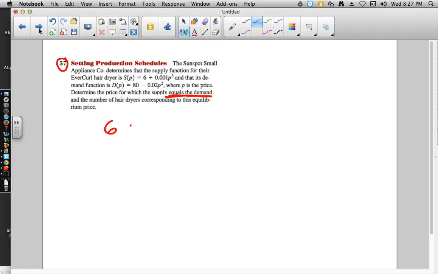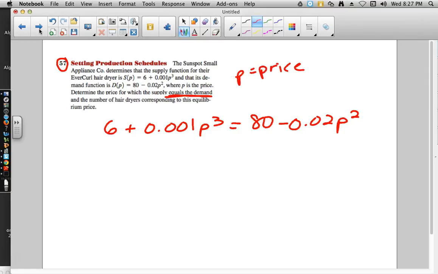So we need to know when is 6 plus 0.001 P to the 3rd equal to 80 minus 0.02 P squared. And we need to keep in mind that P is price, and what we get for our y value in all of this is going to be how many hair dryers. So the y value, the outcome, is our hair dryers.